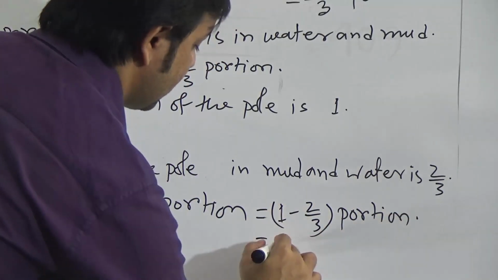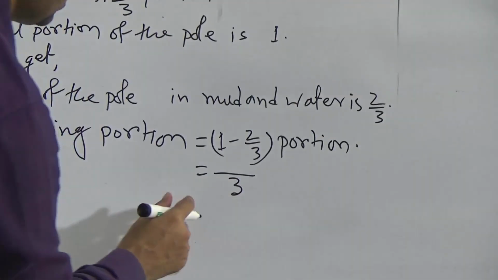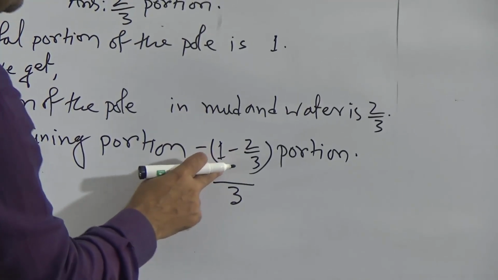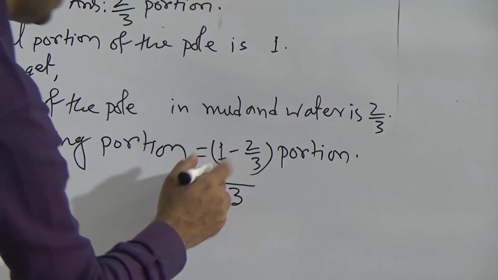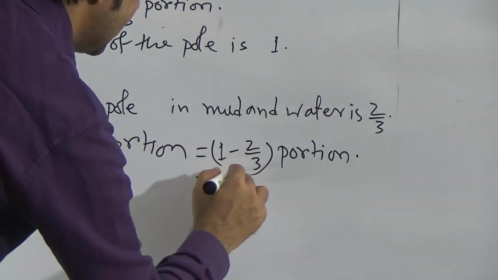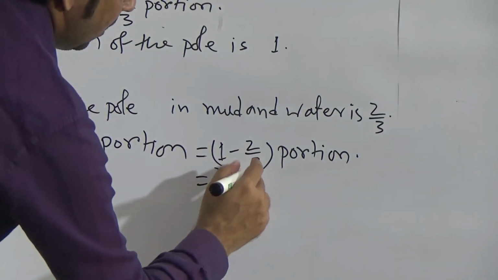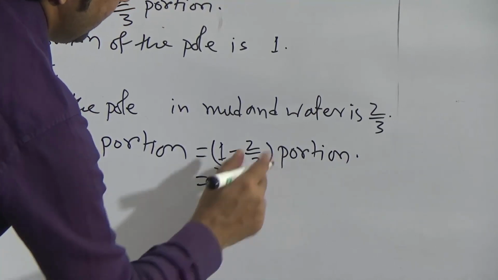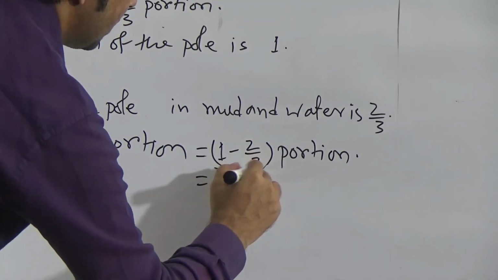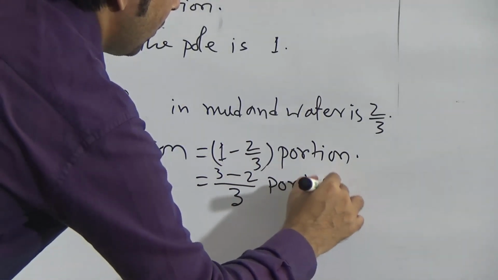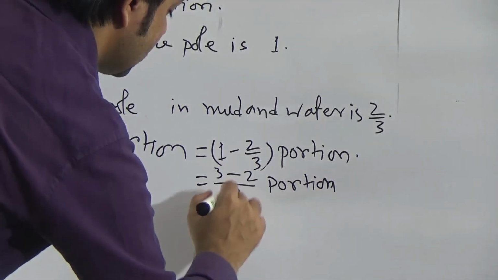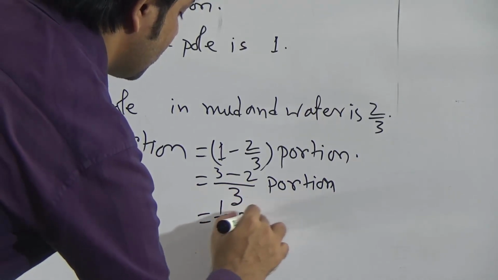If we subtract, we will get here 3 is the LCM. As there is no denominator, it means the denominator is 1. So if we divide 3 by 1, we will get 3. 3 ones are 3 minus 3. If we divide 3 by 3, we will get 1. So 2 ones are 2 portion. Just simple subtraction of fraction. We will get 1 by 3 portion.